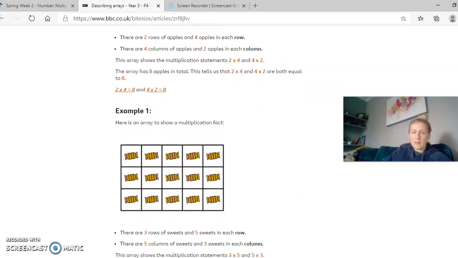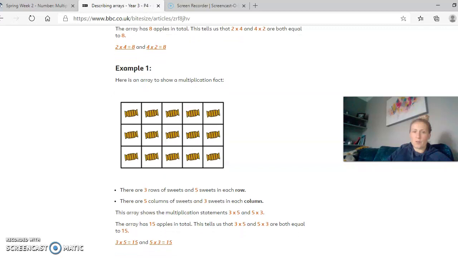Here is an array to show a multiplication fact. So we've got 3 rows of sweets, haven't we? We could say 1, 2, 3. And let's have a look at how many we've got in each row. 1, 2, 3, 4, 5. We've got 5 in each row, and we have got 3 rows, haven't we?